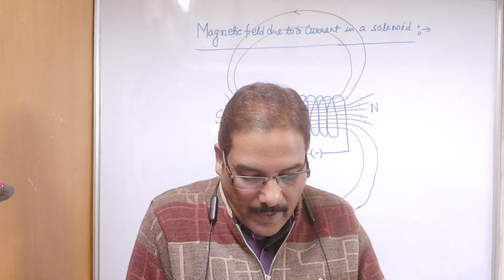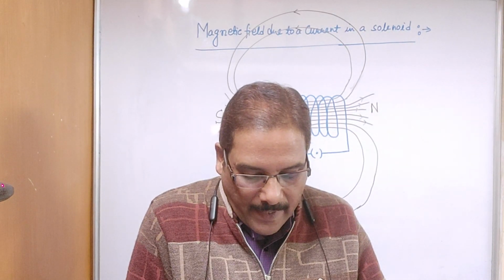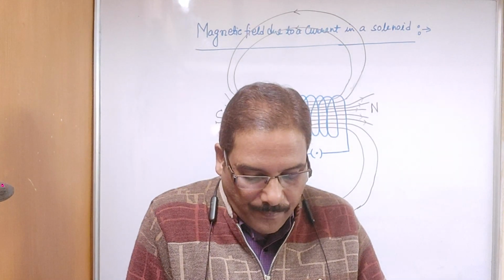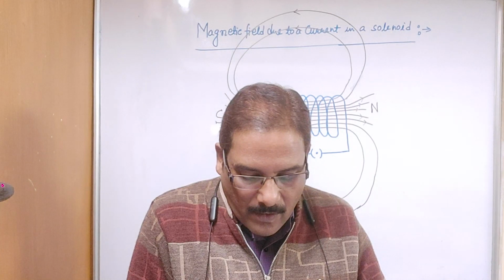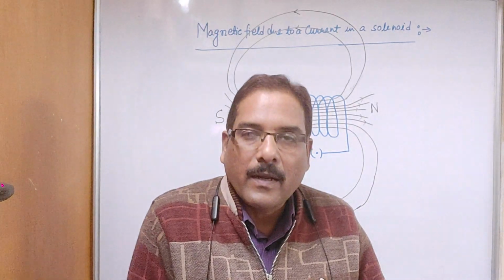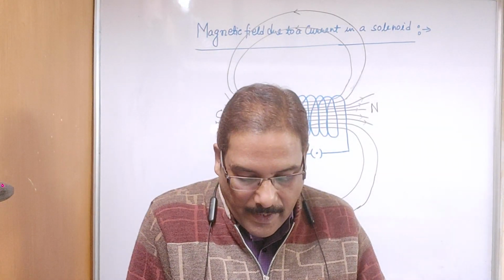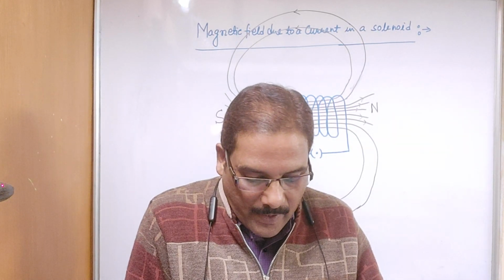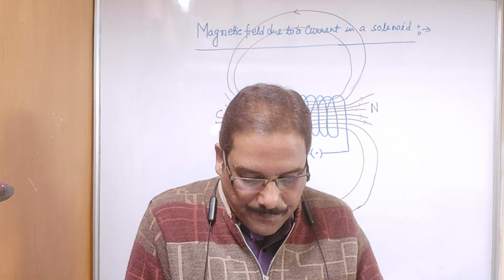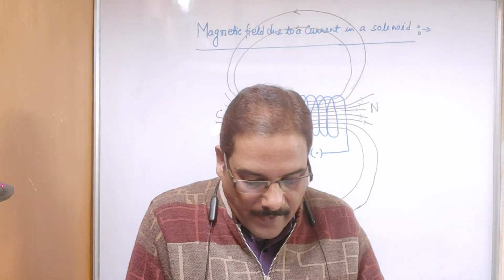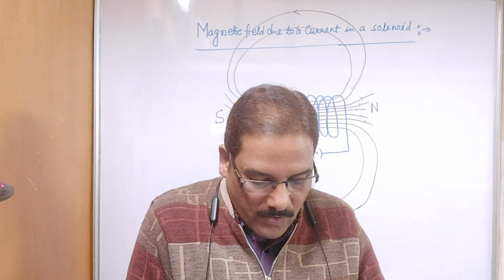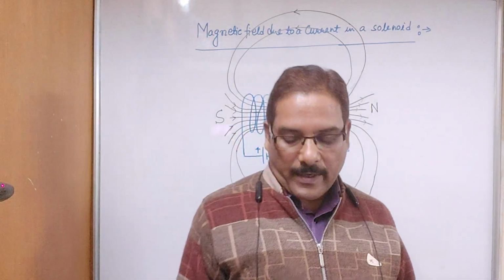In fact, one end of the solenoid behaves as a magnetic north pole while the other behaves as a south pole. The field lines inside the solenoid are in the form of parallel straight lines. This indicates that the magnetic field is the same at all the points inside the solenoid. That is, the field is uniform inside the solenoid.